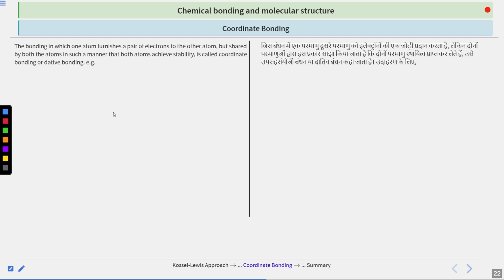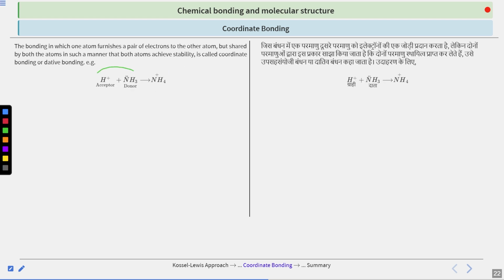Next is coordinate bond. So coordinate bond is formed. How is it formed? It is formed by the complete donation of a pair of electrons from one atom to another. One atom is the one which is donating electrons, and the other one is only receiving. That results in the formation of a coordinate bond or dative bond.